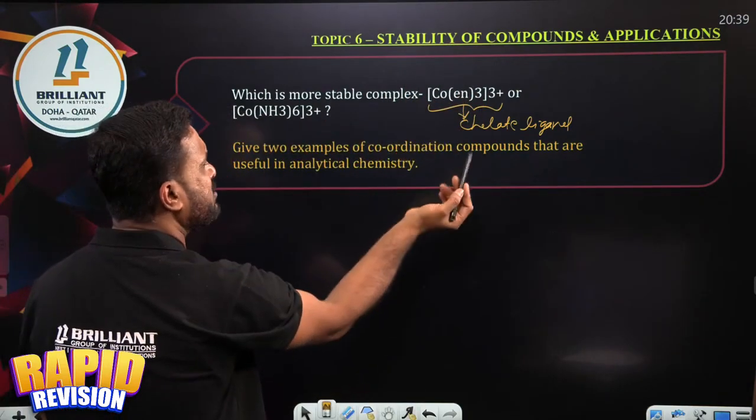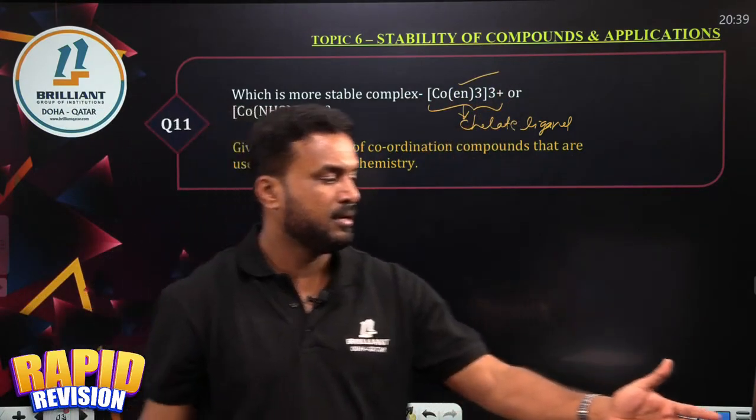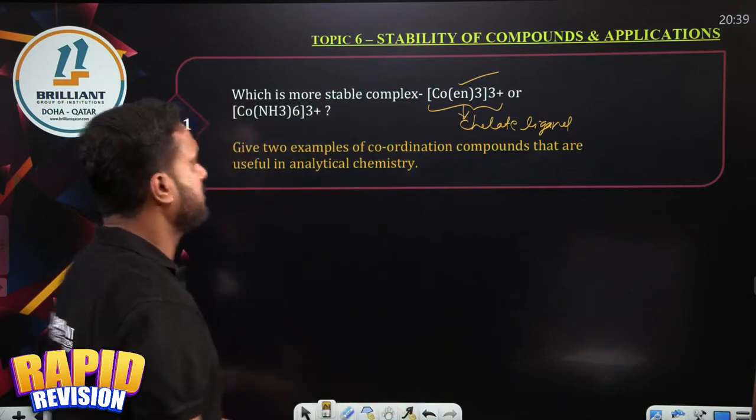So which is more stable complex? This is the more stable complex. You can write: due to chelate effect. Yes, chelation effect or chelate effect, correct, well done.